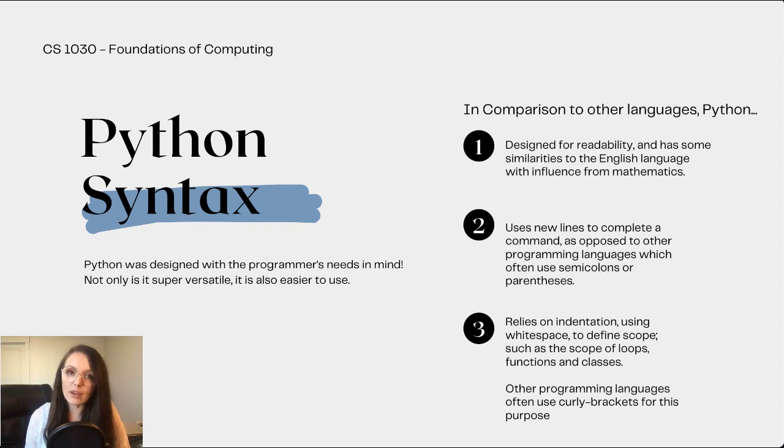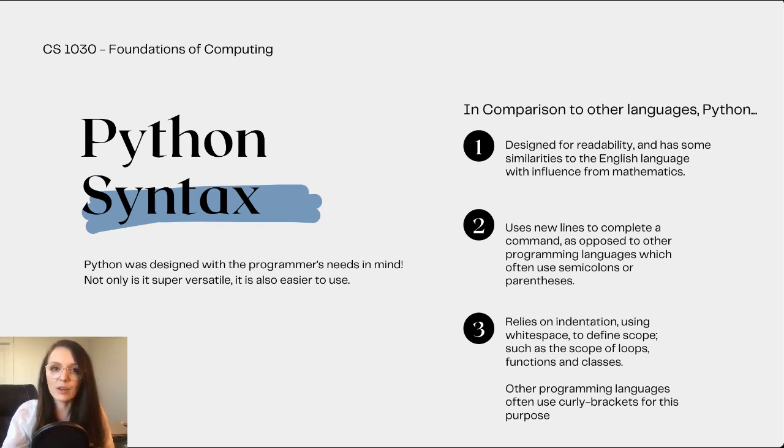When we say new lines, we mean you hit enter and you go down to the next line. It also relies on indentation using white space to define scope, such as the scope of loops, functions, and classes, which we will get into. That's in the next couple of videos, not so much in this module. Other programming languages often use curly brackets for this purpose. So we will not spend much time dealing with indentation today, but keep in mind that Python uses indentation as opposed to curly brackets to create scope.